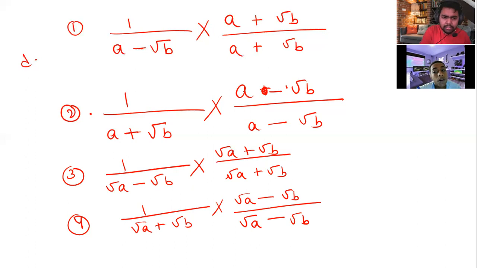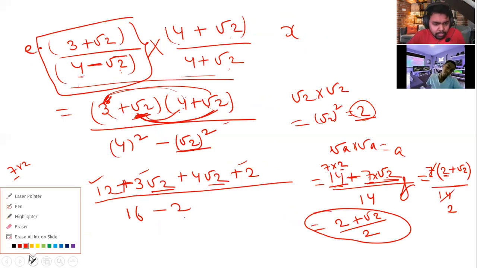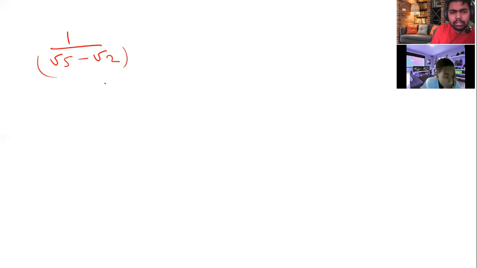Okay, question number D. You are talking about question number D. Yes. Okay, let me solve. Now see how to solve that one. Okay, it's easy. 1 by root 5 minus root 2. This is the question.